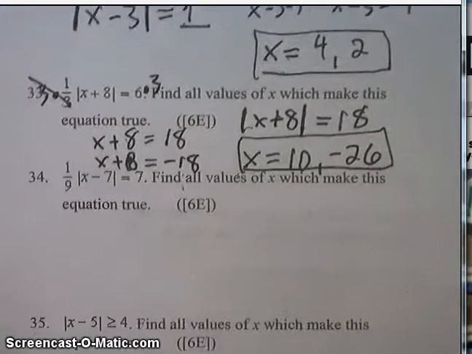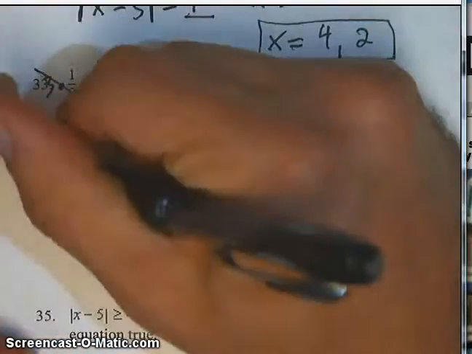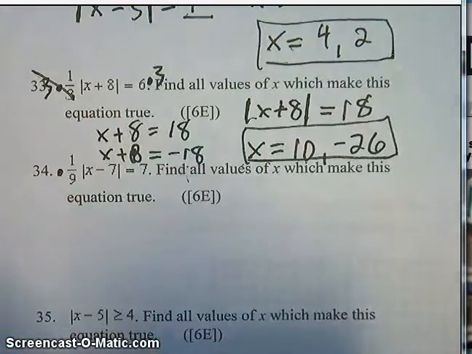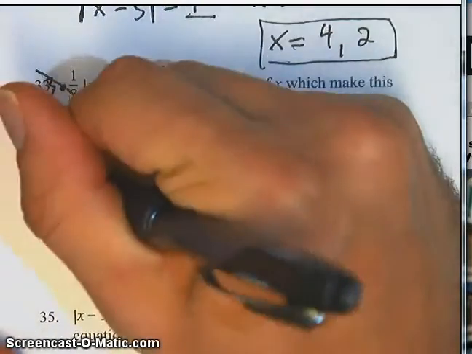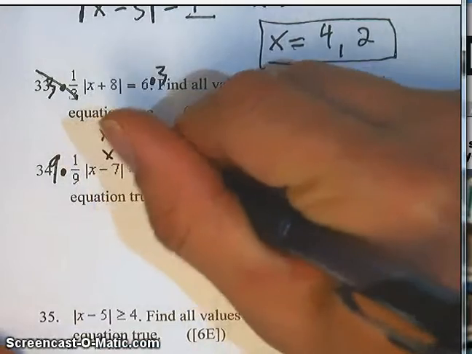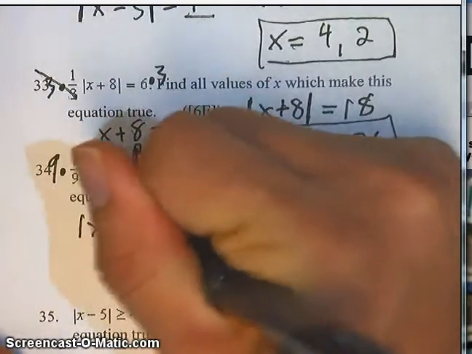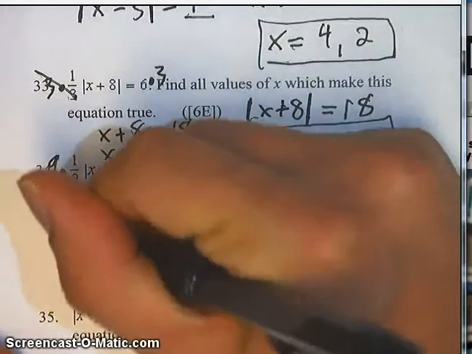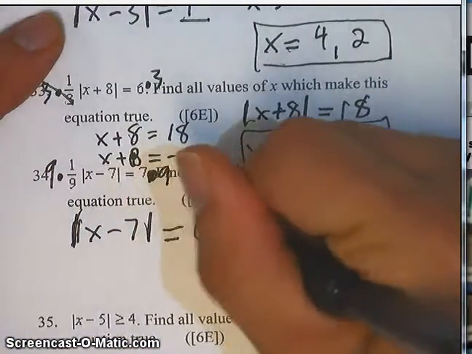34. Same type of problem. Got a 1/9 on the outside. I want to get rid of all the stuff on the outside, so the reciprocal of 1/9 is 9 over 1, or just 9 if you prefer. So I'm going to multiply by 9 on both sides, which gives me the absolute value of x minus 7 equals, let's see, 7 times 9, that's 63.